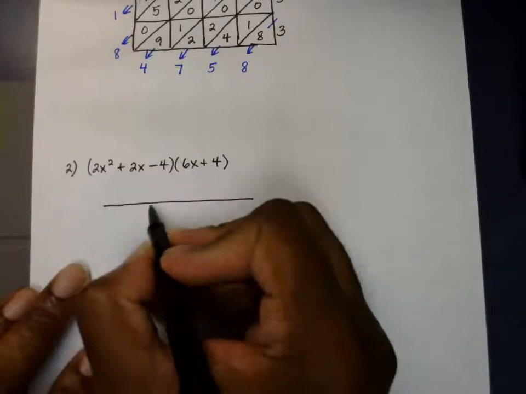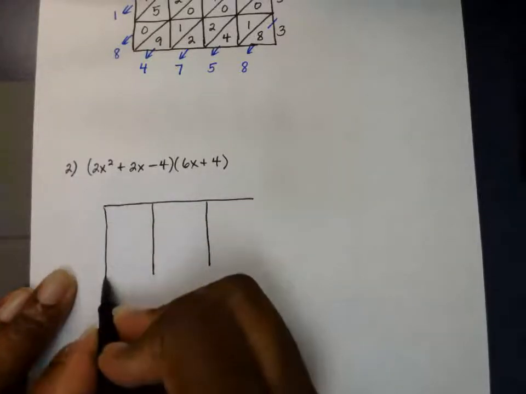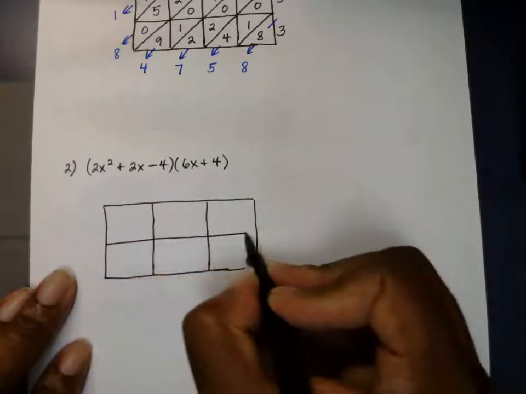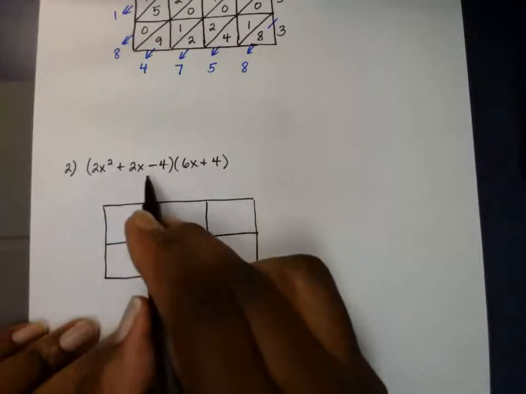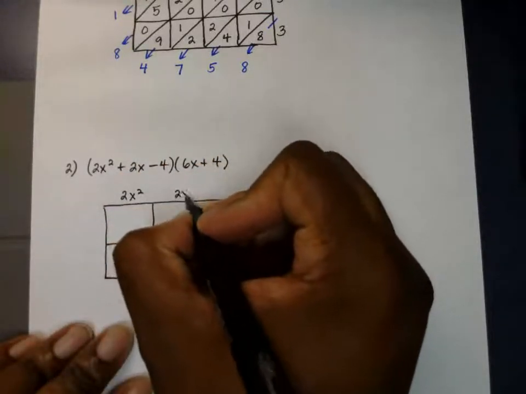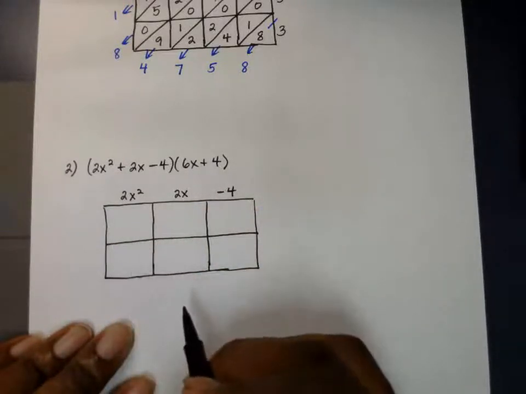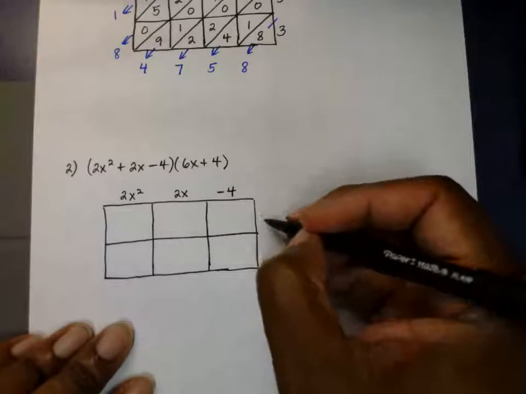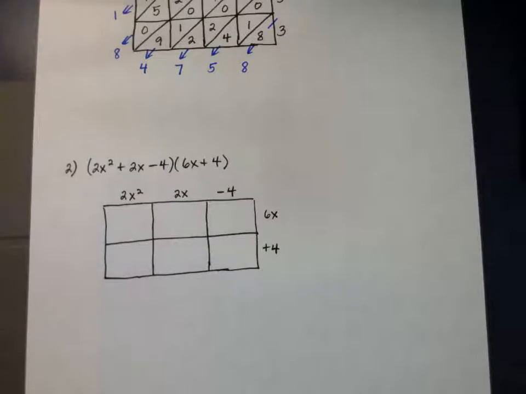So my box is going to consist of 3 columns like this. And 2 rows like this. 3 columns, 2 rows. For the 2x squared plus 2x minus 4, I'll put the 2x squared here, the 2x here, and minus 4 here. Now notice I'm not going to draw diagonals here in this case, since we're multiplying polynomials. And then for the 6x plus 4, I put those, each term on the right, like this.